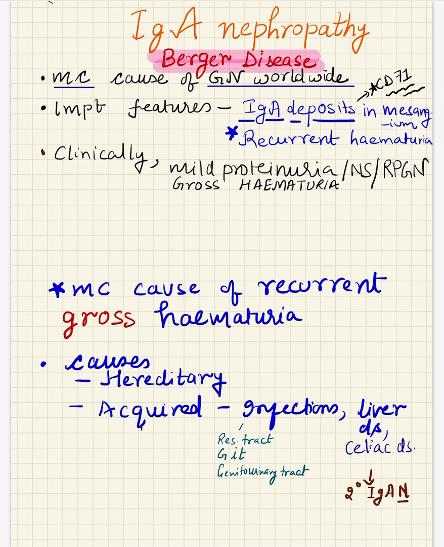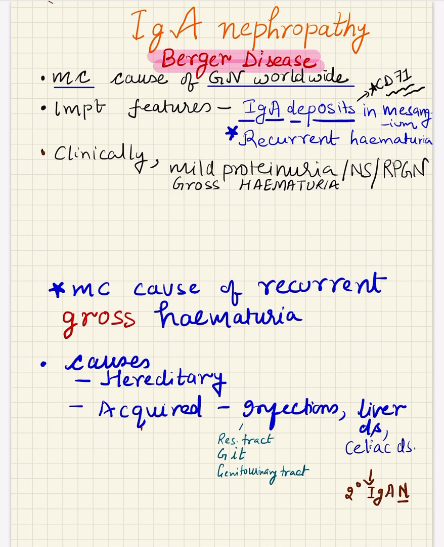Now the second important point is the recurrent and gross hematuria, which is seen in IgA nephropathy. It is a very important clinical feature. There is hematuria which is grossly visible in the urine, and also it is recurrent. It subsides and then again recurs. Clinically, there is mild proteinuria. It can manifest as nephrotic syndrome, as you can recall that in the causes of nephrotic syndrome we have studied IgA nephropathy as well.